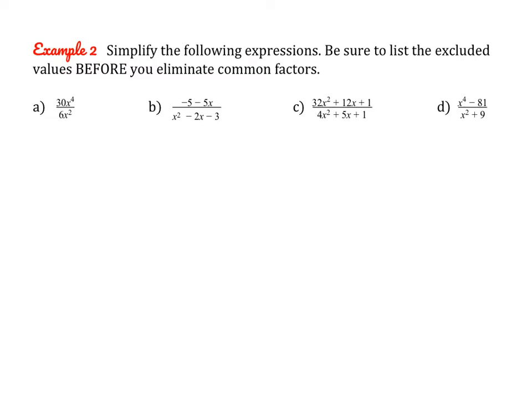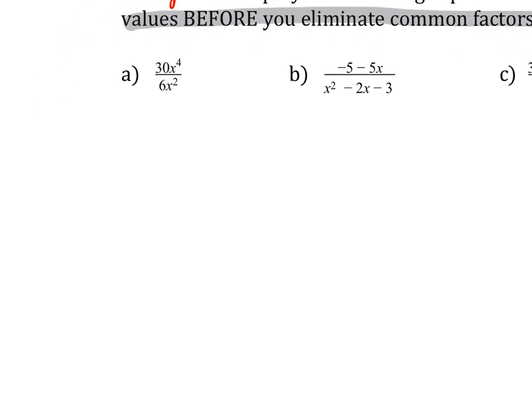All right, so now that we know how to find our excluded values, now we can move on to simplifying. So we're going to simplify expressions just like any other fraction. We look for common factors in the numerator and denominator, and we can cancel them out. Here we just need to make sure to list any excluded values before we eliminate common factors, because just because we eliminate them doesn't mean that they don't exist. So that will always be our first step.